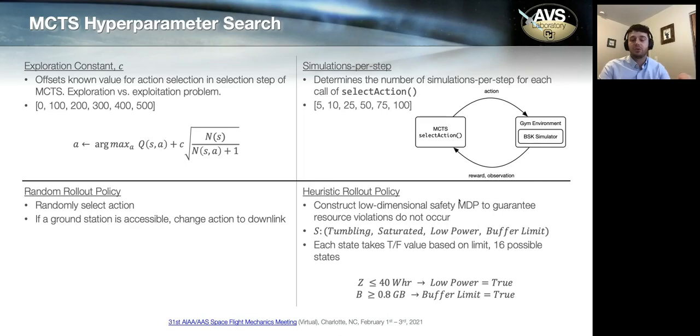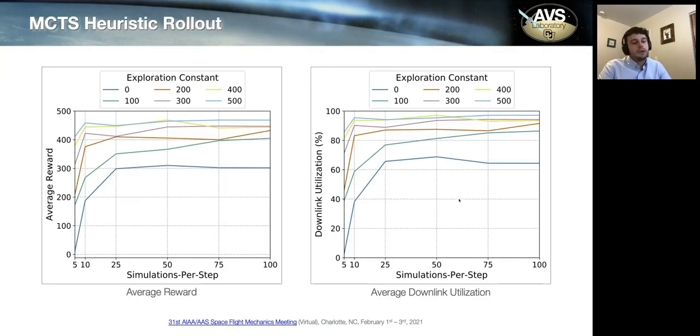Instead, the agent can explore high value states with high reward. So here are the results from the heuristic rollout. I don't have the random rollout results in this presentation because they're quite bad, which is as we expected.